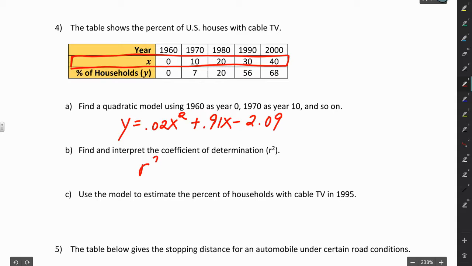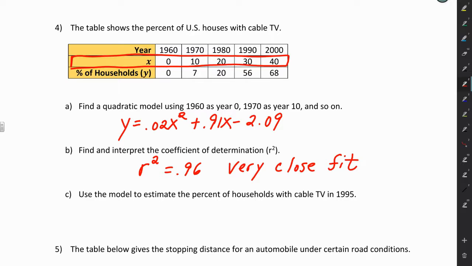Your coefficient of determination is 0.96. That's a very close fit. And then use the model to estimate the percent of households with cable TV in 1995. Now, be careful here. We're saying that 1960 is X equals 0. So 1995 is X equals 35.